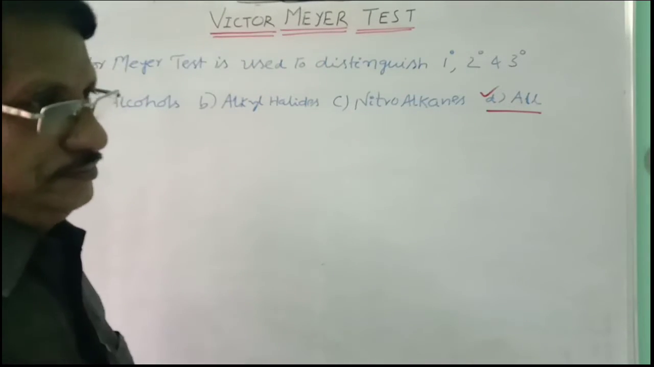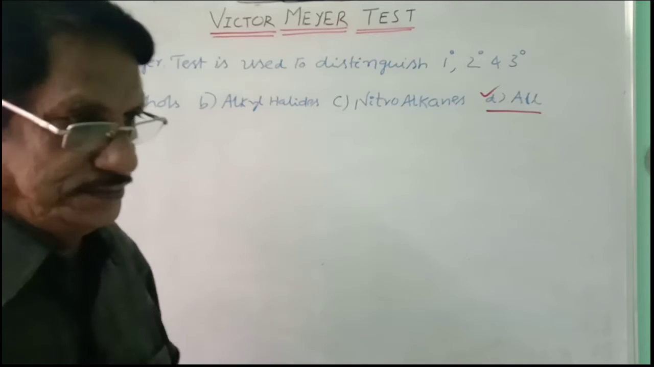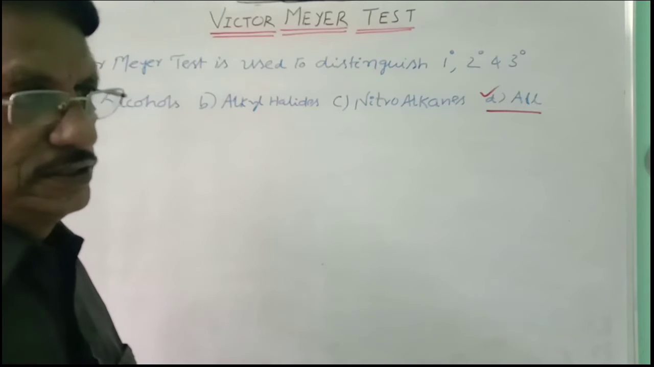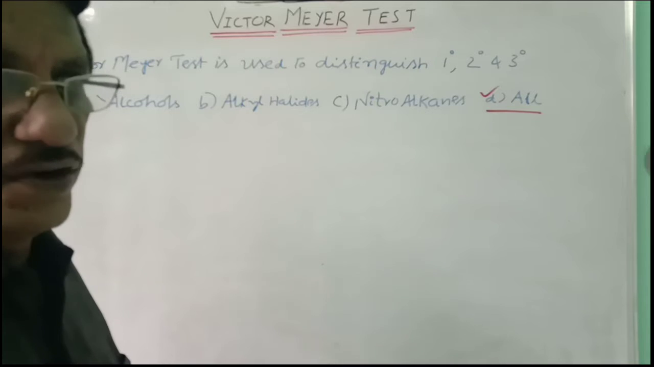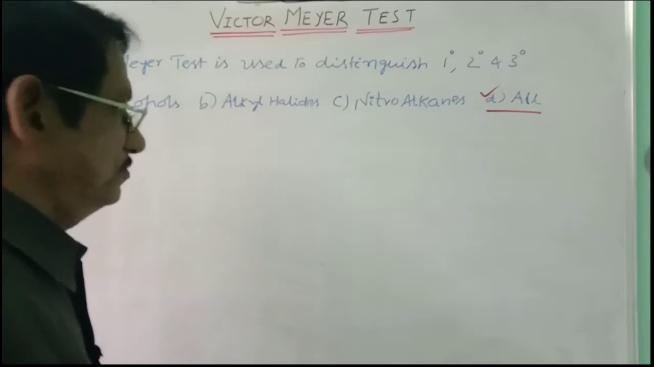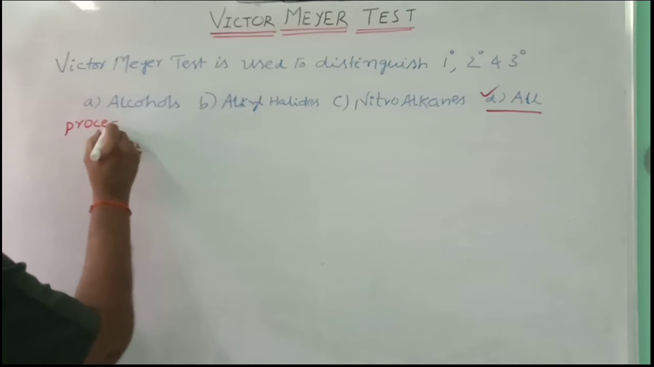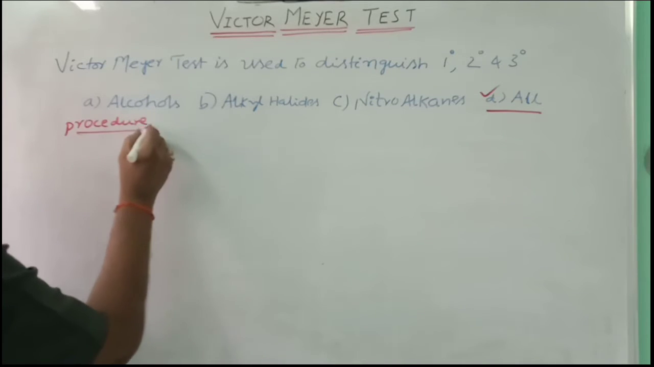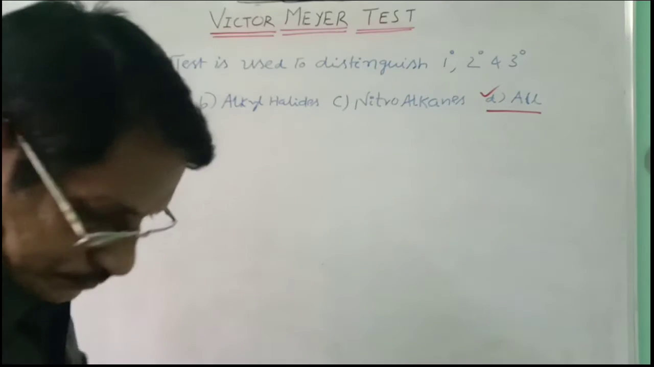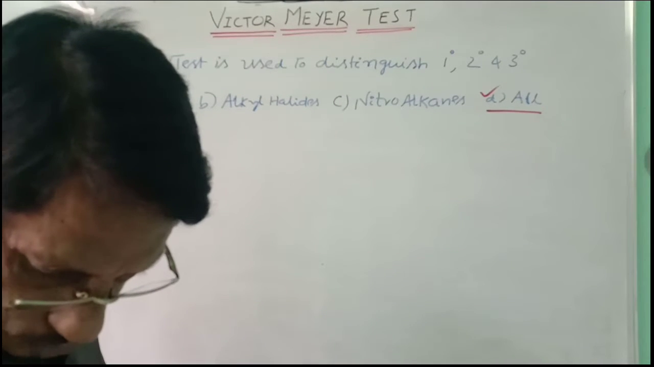And in this test, what is to be done? In what way the test is to be performed? Let us see the details first. Procedure. What to do? Procedure. And then result you have to consider.